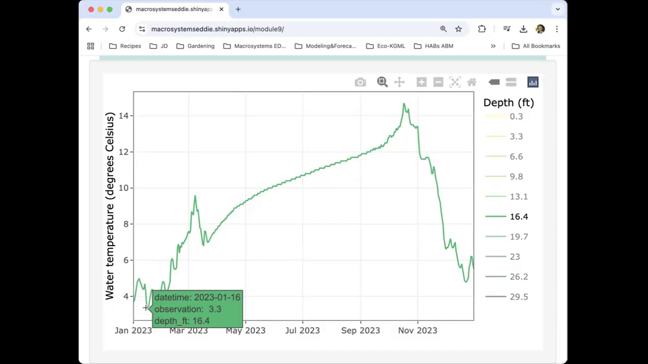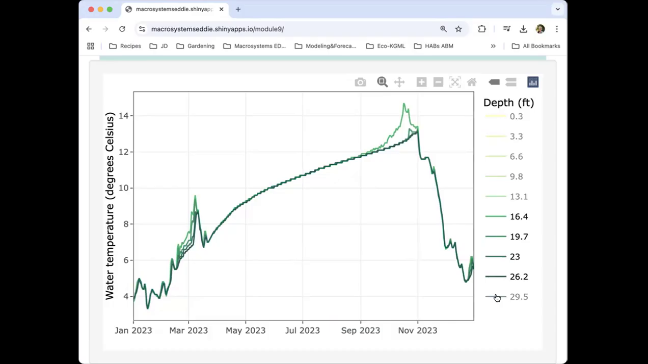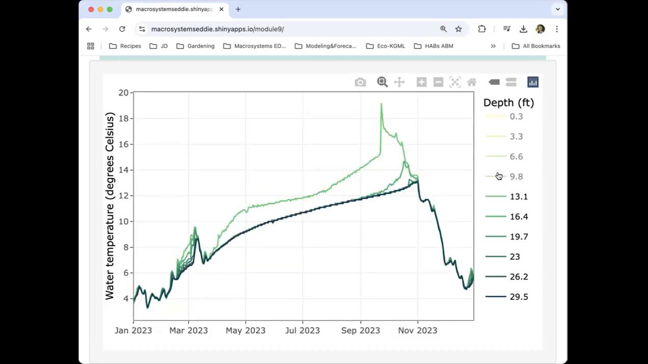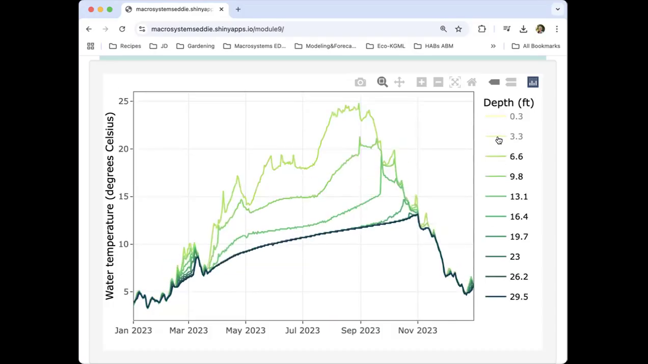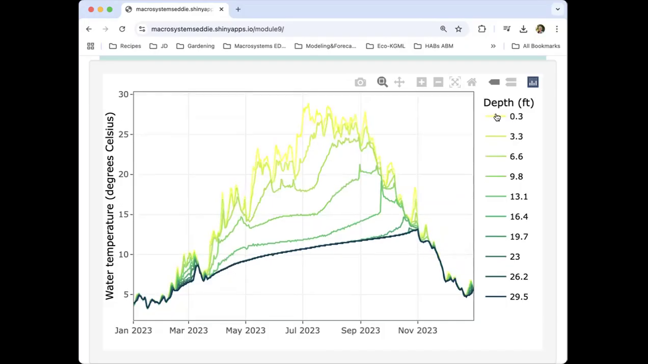How about if we compare these water temperature observations with observations taken at different depths? We can do that by visualizing the data collected at different depths in the reservoir. You can see that this graph became a lot more complicated looking very quickly, but just focus on what is shown in the legend, and that will really help us interpret what's going on.